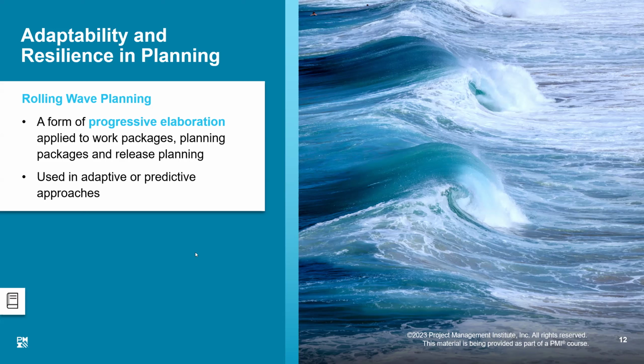So this is further elaborating minor details in what we have already planned. That is called rolling wave planning. We may say that, okay, this work package is to be done, but I don't have all the details about this work package, so I can wait for the information to become available, and then I can plan it in further detail.